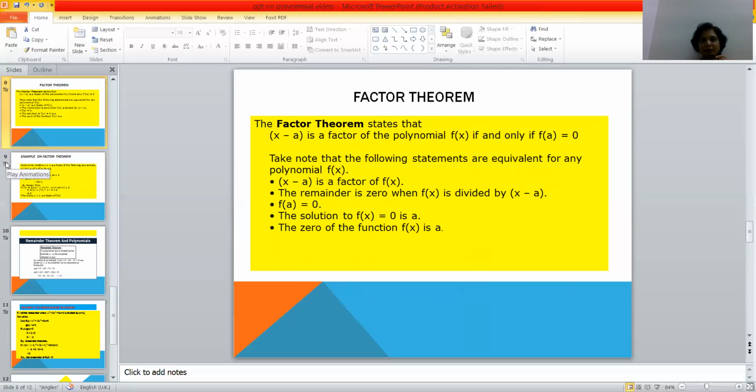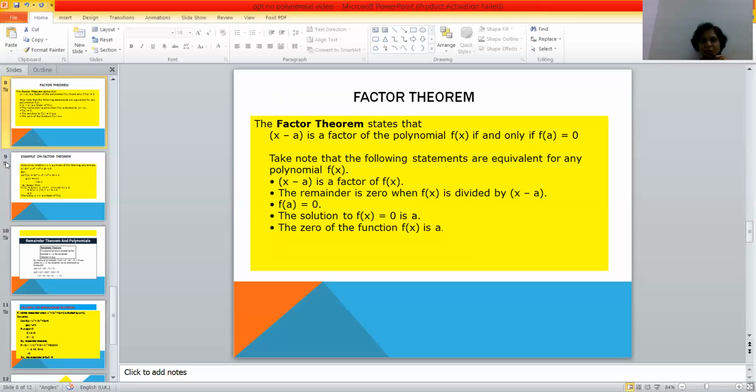What is the factor theorem? The factor theorem states that x minus a is a factor of the polynomial f of x if and only if f of a is equal to 0. Take note that the following statements are equivalent for any polynomial f of x. x minus a is a factor of f of x. Then the remainder is 0 when f of x is divided by x minus a.